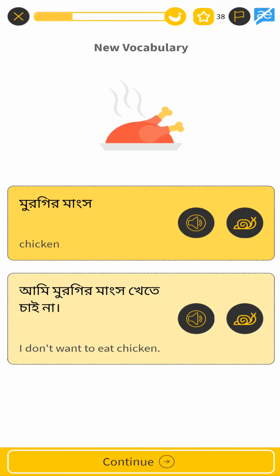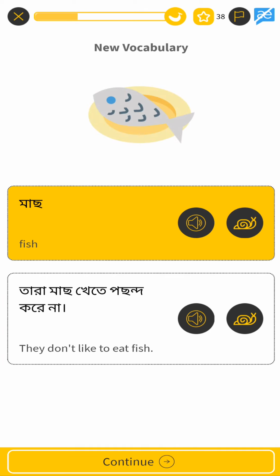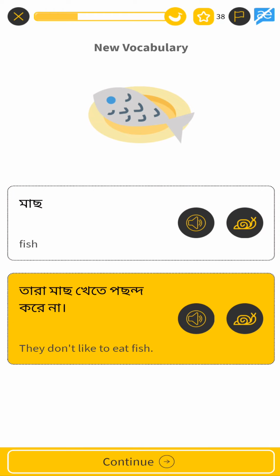I don't want to eat fish. Oh, chicken. I make a lot of careless mistakes like that. I had fish in my head because I kept saying fish. Okay. Ami murgir mangsho khete chai na. Mach, fish. They do not like to eat fish. So I'm covering the translation. Tara is, is that they or there? They or there?